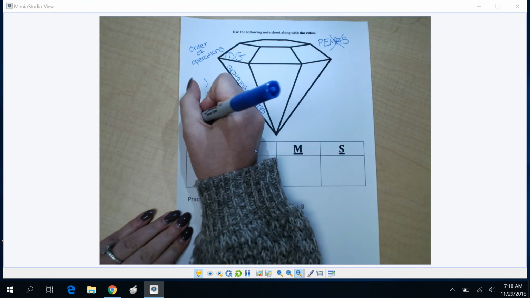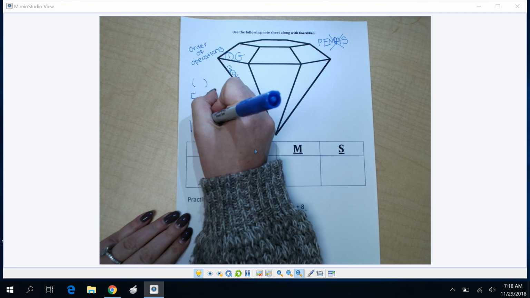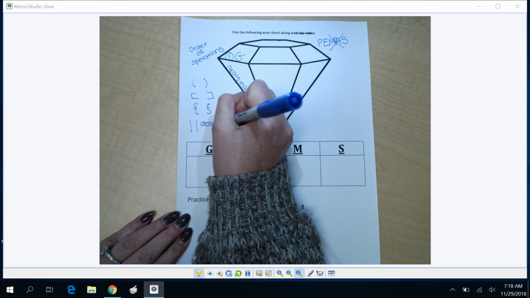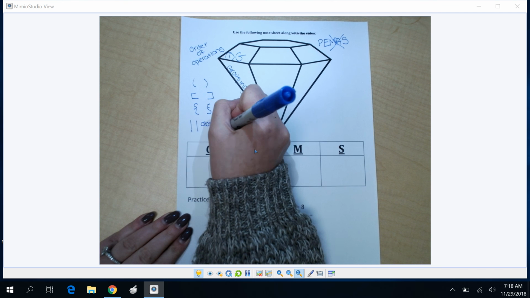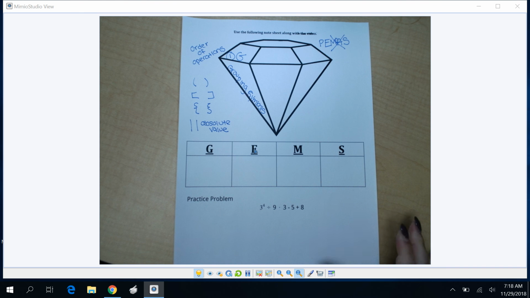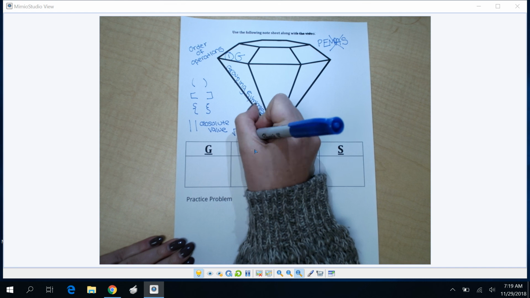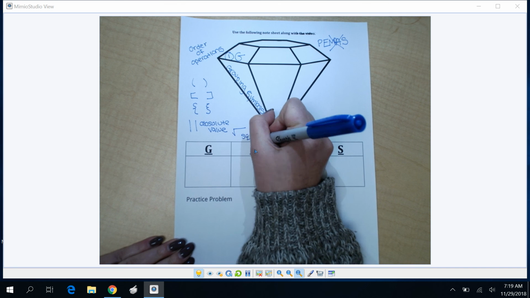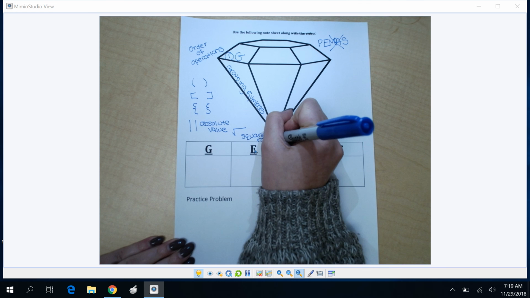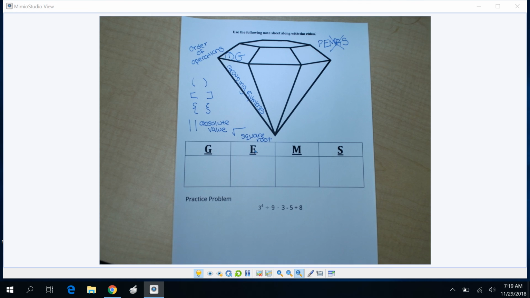Absolute value. So remember, absolute value is the distance away from 0. Absolute value is also a type of grouping symbol. So if you see something inside the absolute value sign, you would have to do that first. And then the last one I want to mention is the square root. You will get more into that next year and talk about what a square root is, but I just want to bring it up. The square root is also a type of grouping symbol.